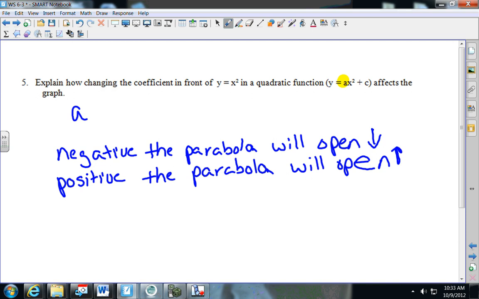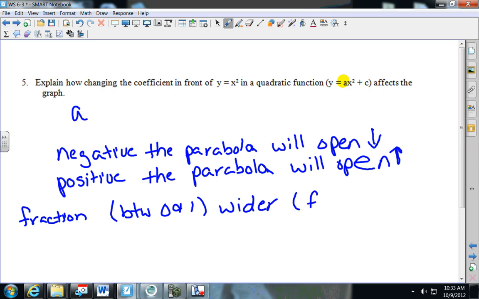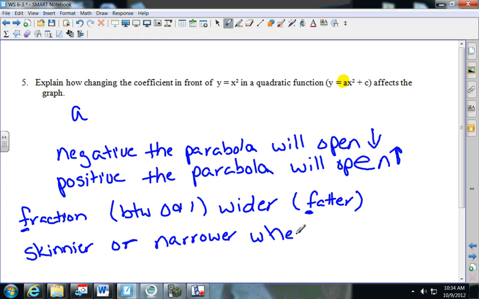Here we go, upward. If the number is a fraction, and I'm talking about between 0 and 1, it will be wider. But remember I said to kind of think of it as fatter, because fraction starts with F, fat starts with F, and it will be skinnier or narrower when the coefficient is larger than 1.